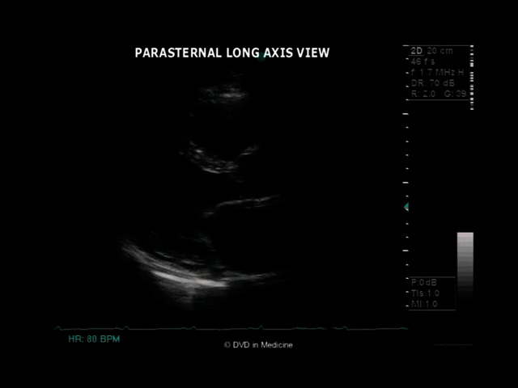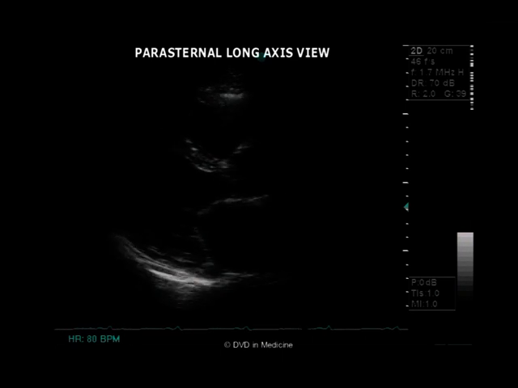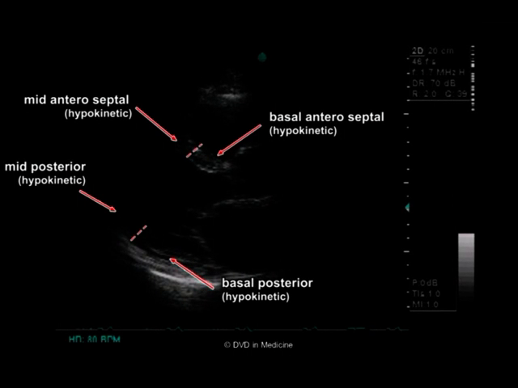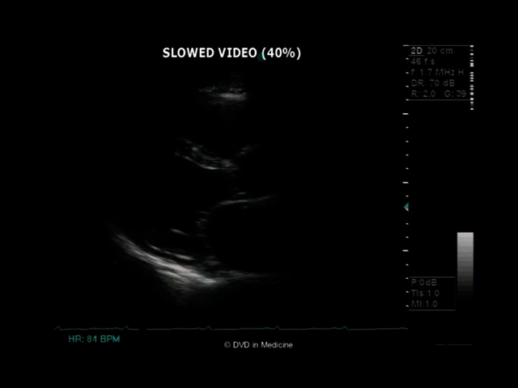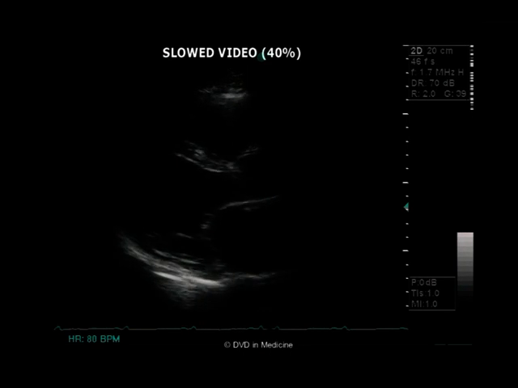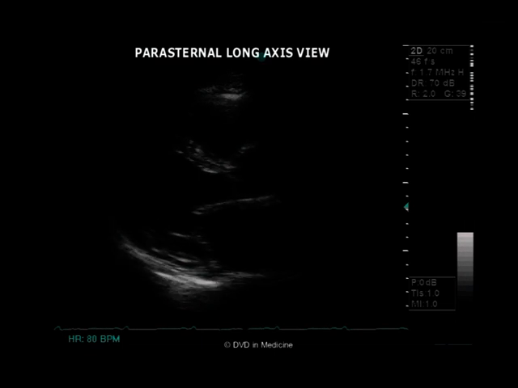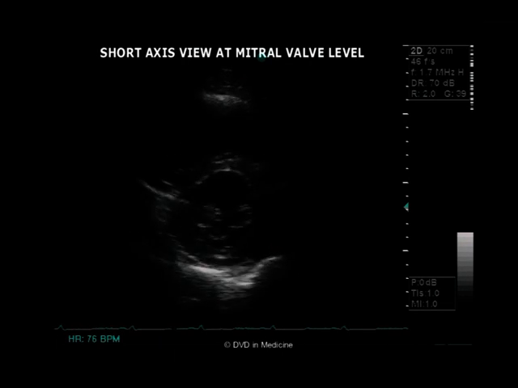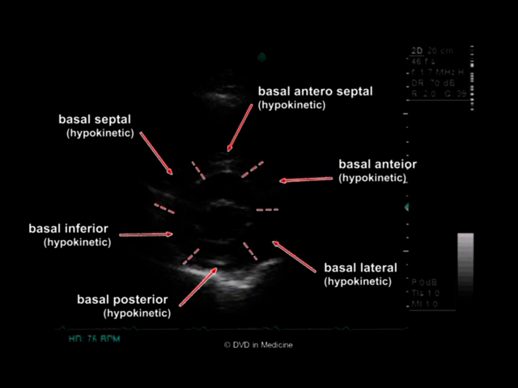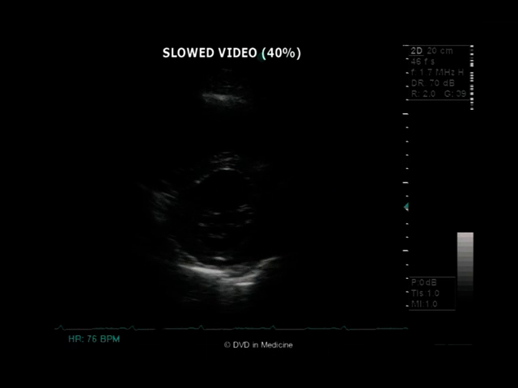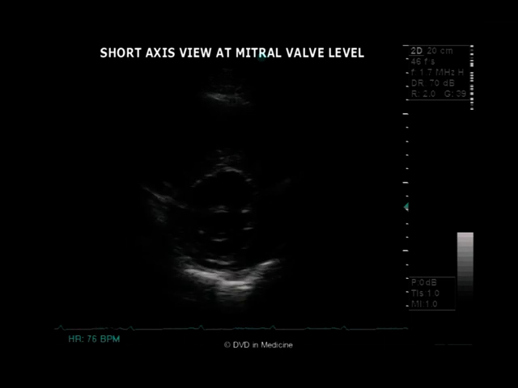The parasternal long axis view. One can see the global reduction of the left ventricular contractility. Slowed video. The left ventricular contractility in real time. The short axis view at mitral valve level. The global reduction of the left ventricular contractility. Slowed video. The left ventricular contractility in real time.